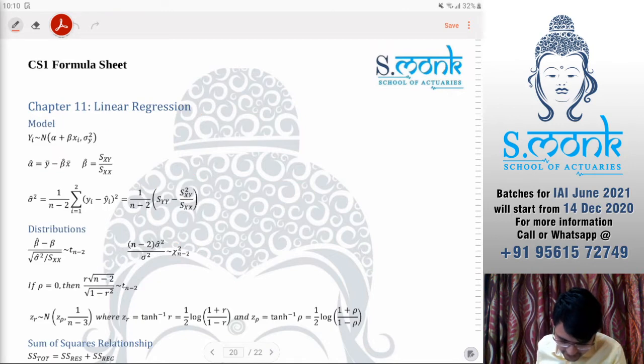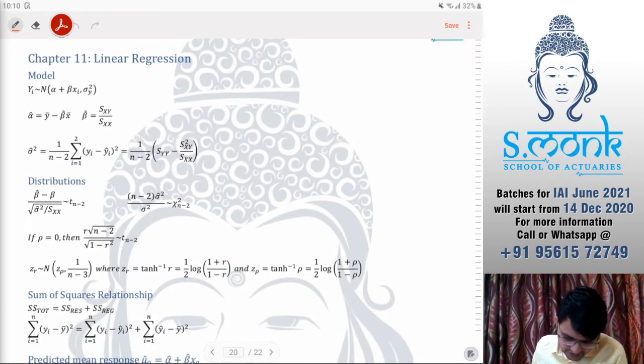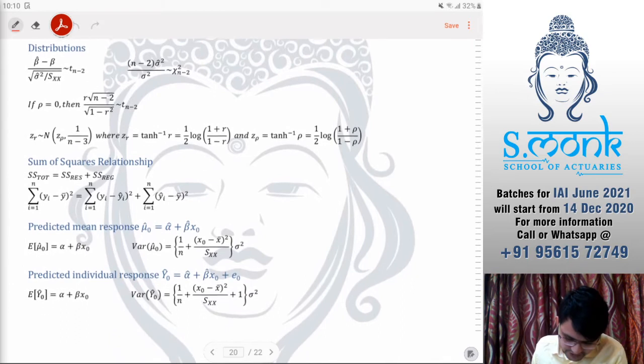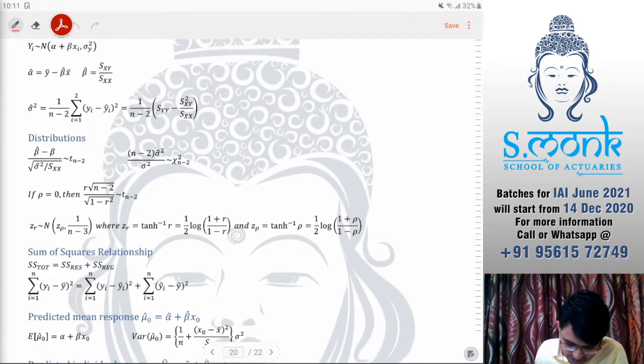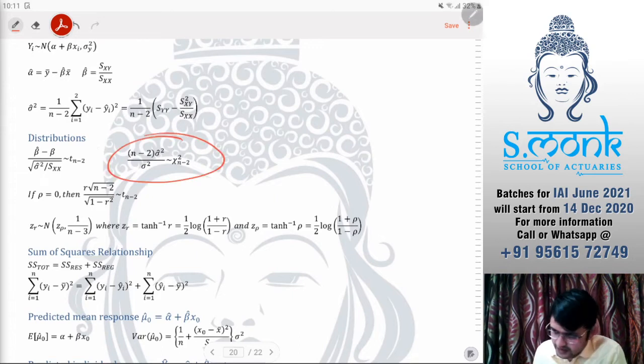So for linear regression, first thing is all these formulas are given in your table book, page number 24. So you don't have to remember any of these, you just have to look for it, except for this one formula, that is our distribution of variance. Okay, so distribution of variance is going to be nothing but n minus 2 sigma hat square by sigma square follows chi square n minus 2.